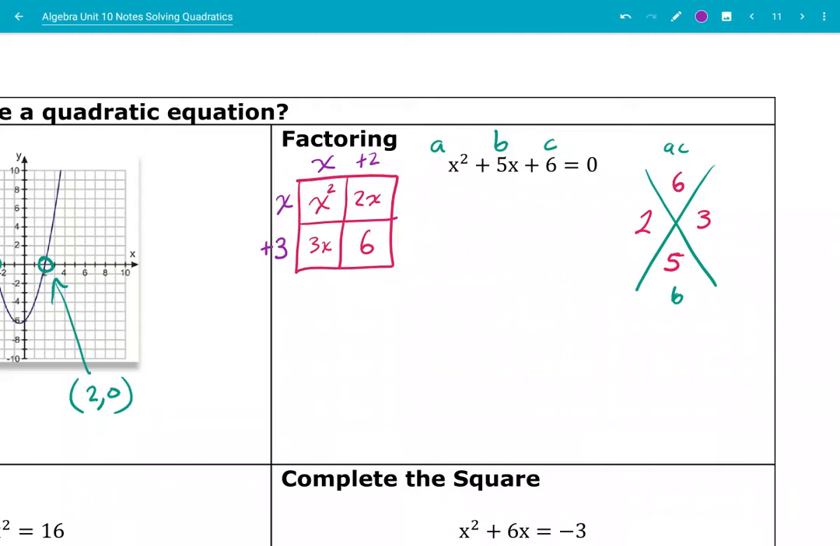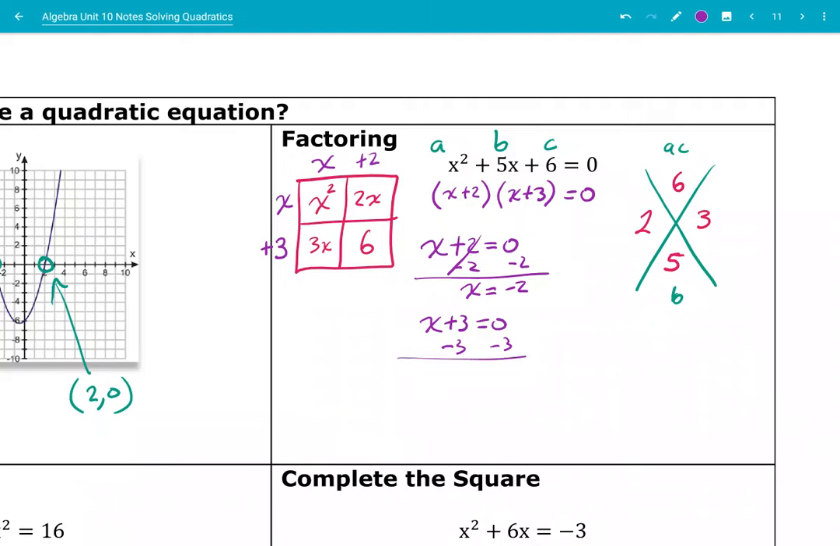So my factors are now x plus 2 times x plus 3 equals 0. So there it is in factored form. And now to solve, I just put this x plus 2 equals 0, and then x plus 3 equals 0. Subtract 2 from both sides for that one, x equals negative 2. And subtract 3 from both sides for that one, and x equals negative 3. So there are my 2 answers, and we can write them like this: minus 2, 0, and minus 3, 0.